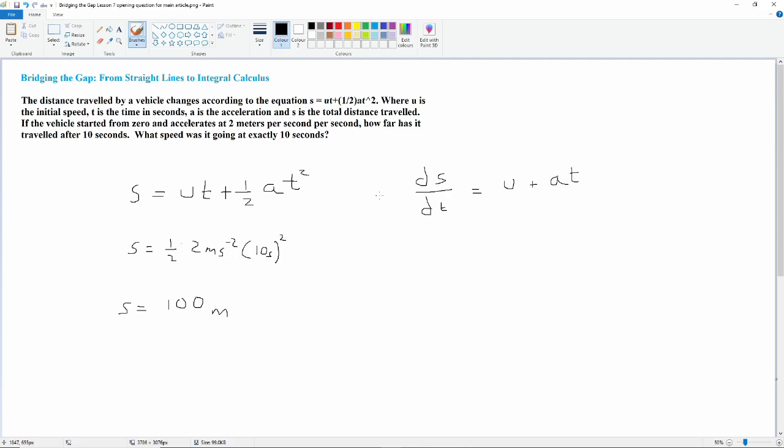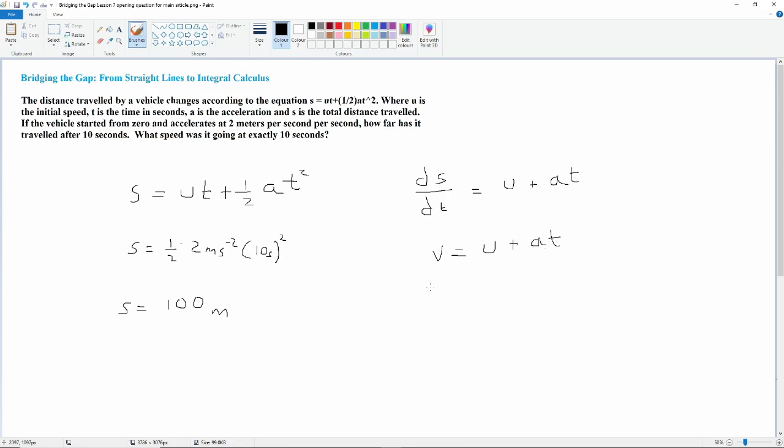And we can say that the derivative of distance with respect to time is speed. We can't use s for speed because we've already used s for distance, so we're going to use v, even though we're not really talking about the velocity, we're talking about the speed. So v equals u plus at.